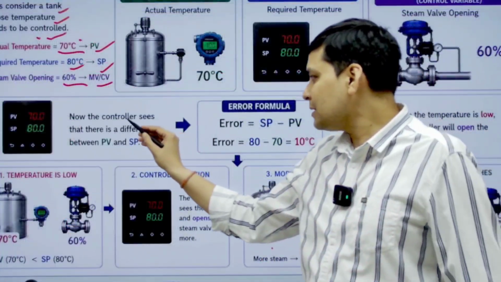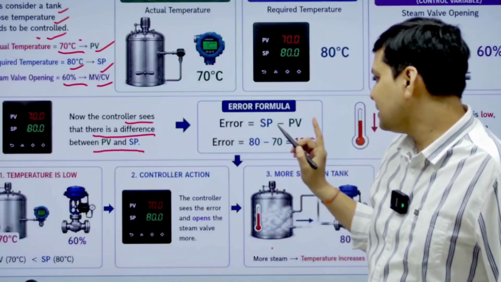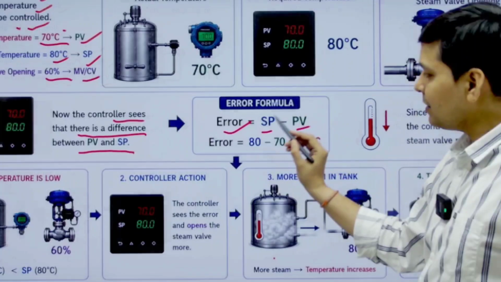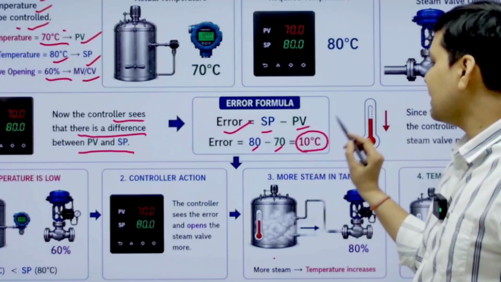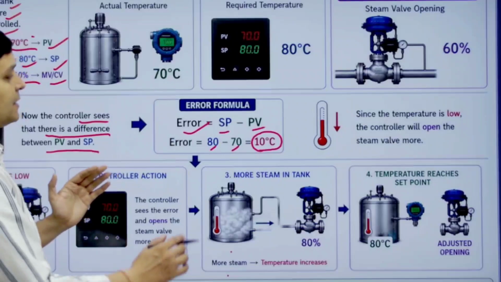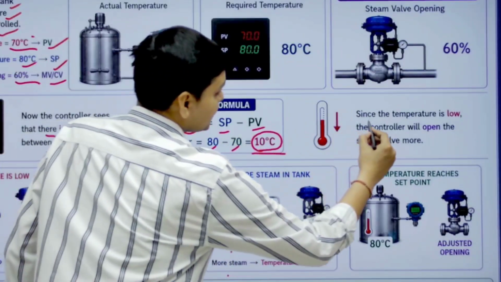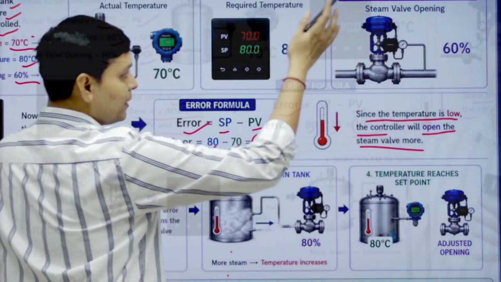Now, the controller sees that there is a difference between PV and SP. And this difference is known as error. Error is SP minus PV. Here error will be 80 minus 70 equals 10 degrees Celsius. Here you can see the error is 10 degrees Celsius. And since the temperature is low, the controller will open the steam valve more.